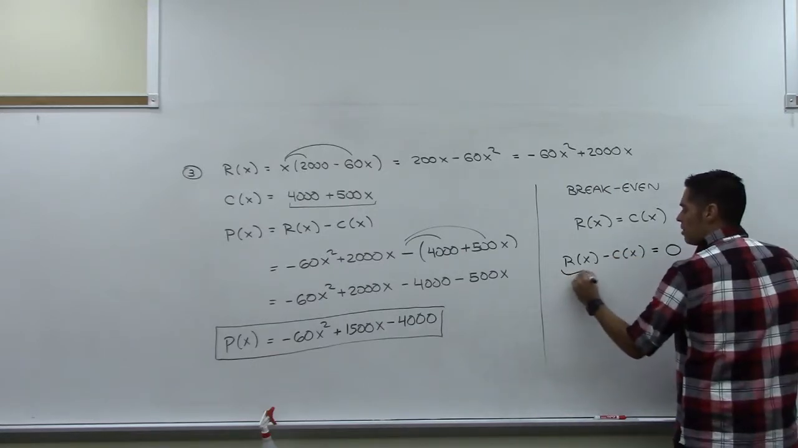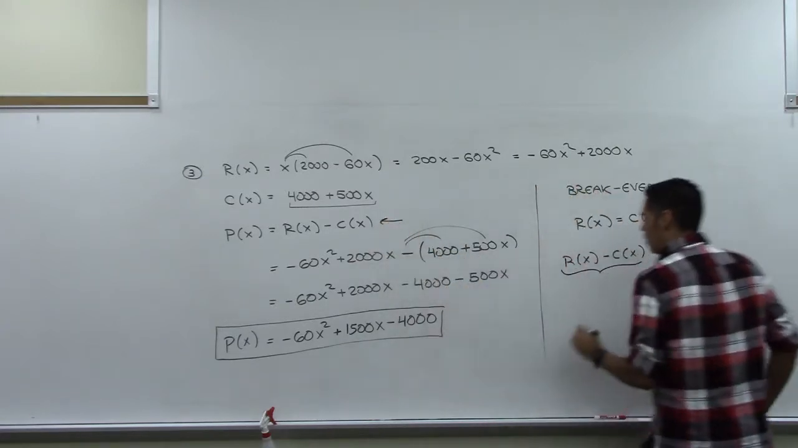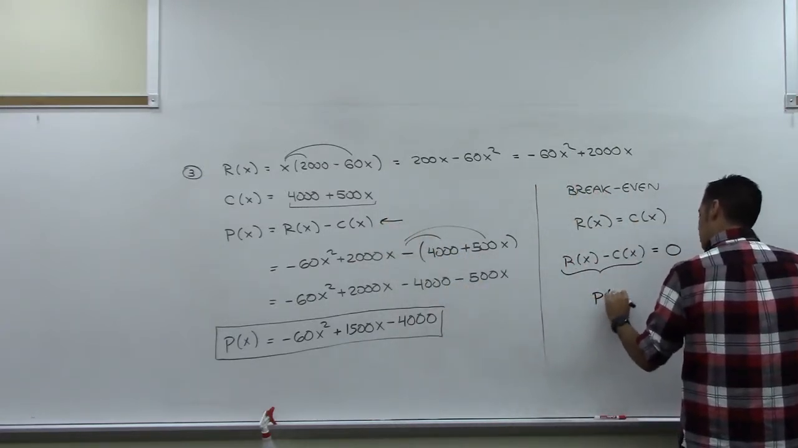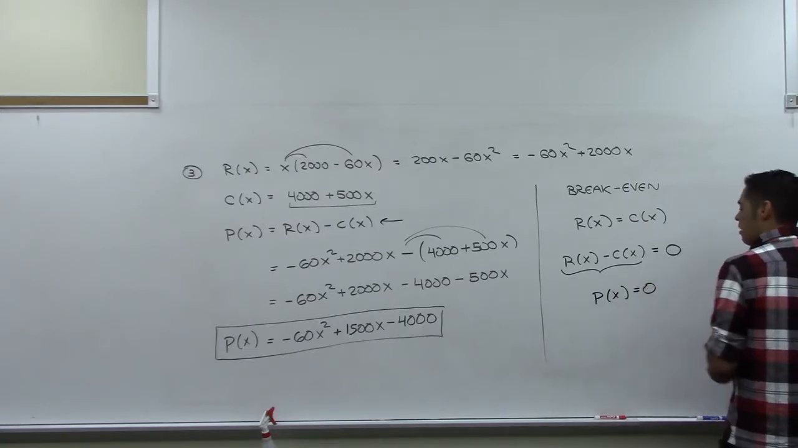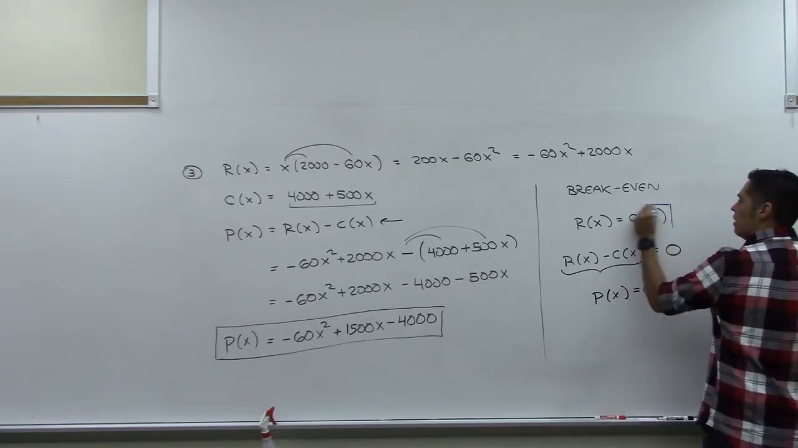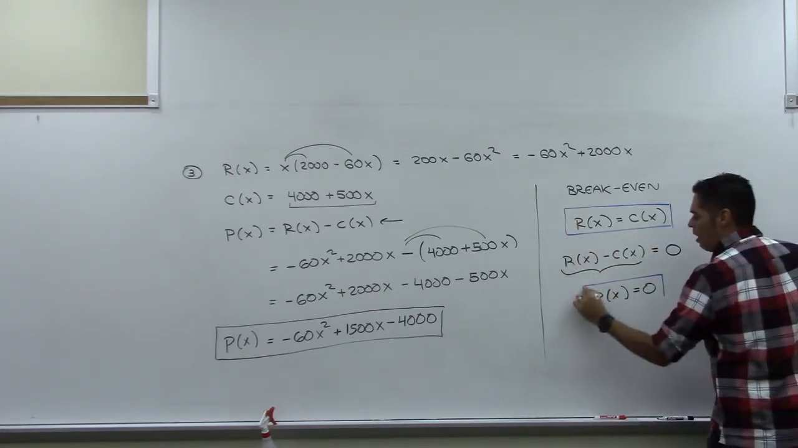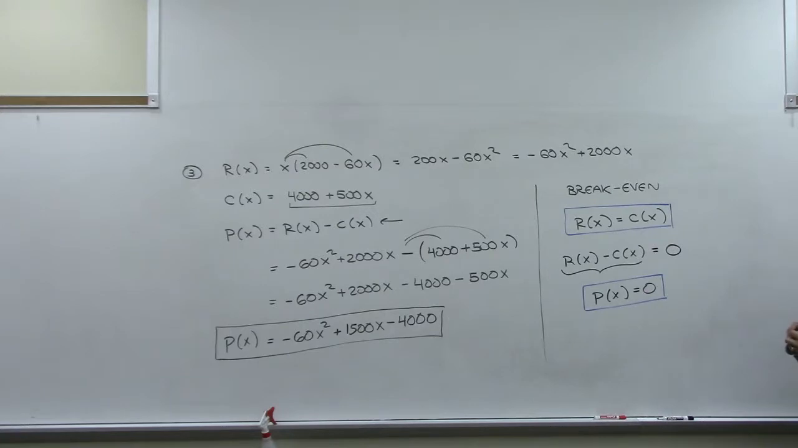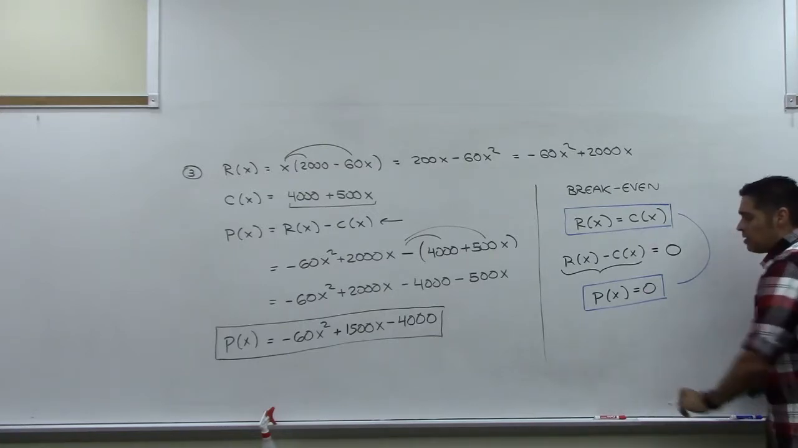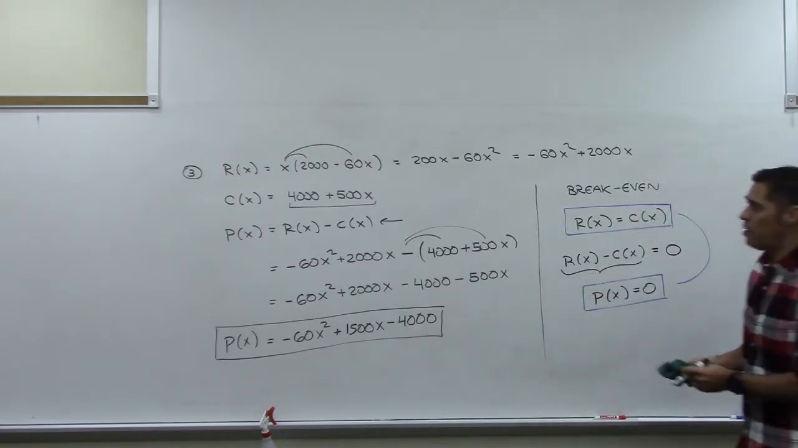But revenue minus cost is actually the definition of profit. So this is actually saying when is profit 0. So what I'm getting at is that there are two different ways to look at break even. You can set revenue equal to cost, or you can set your profit function equal to 0. Either of these will give you the same result. So what I'm going to do is I'm going to take our profit function, which we already have right here, and set it equal to 0 and solve it.